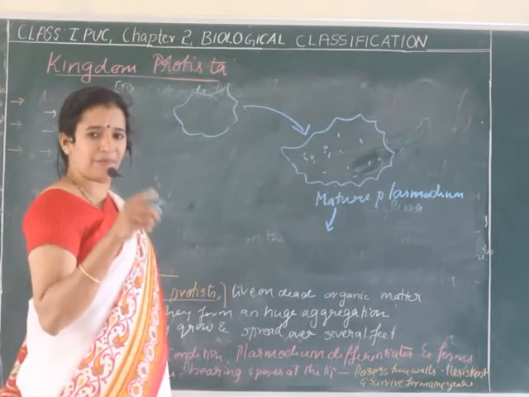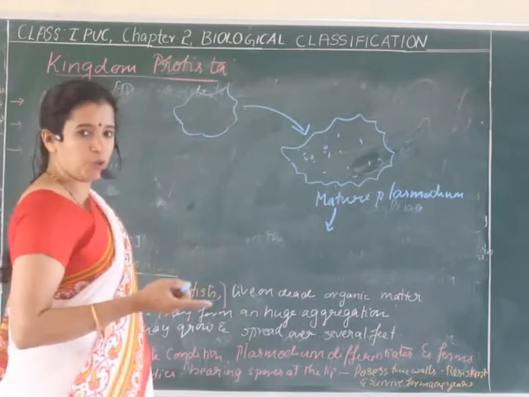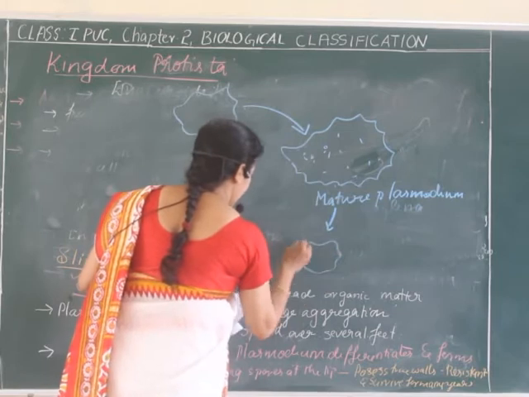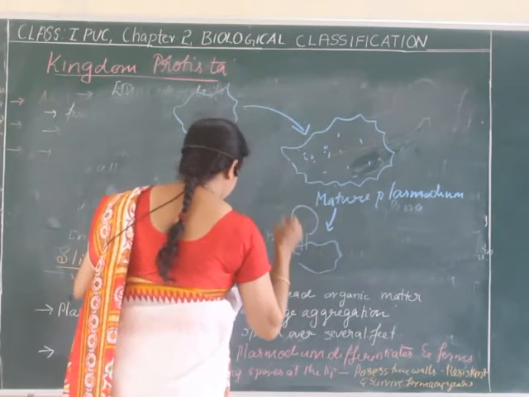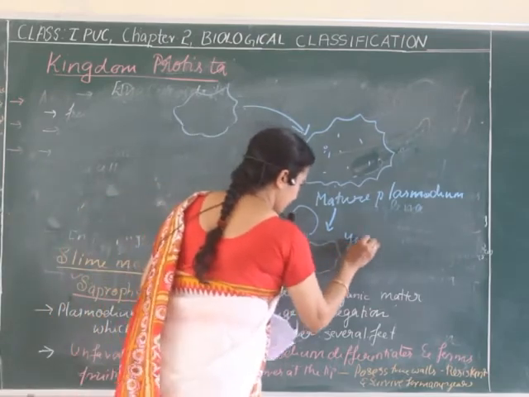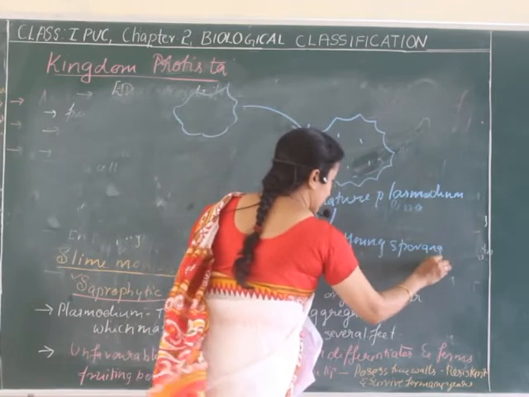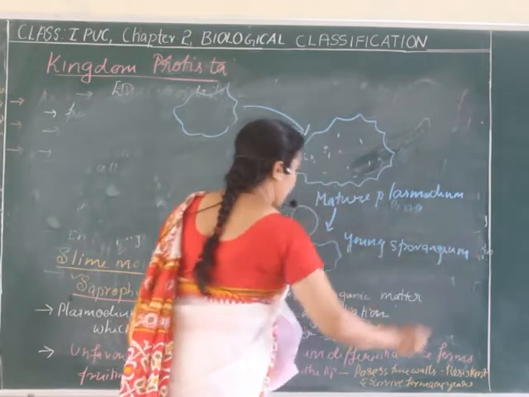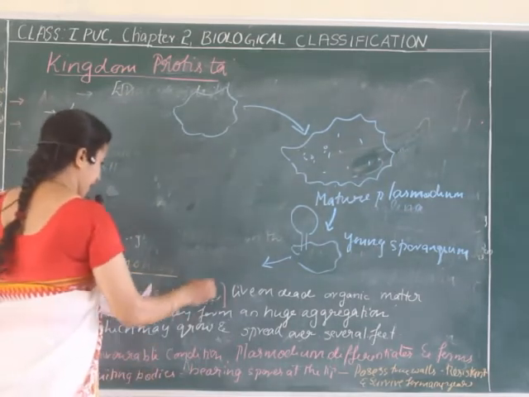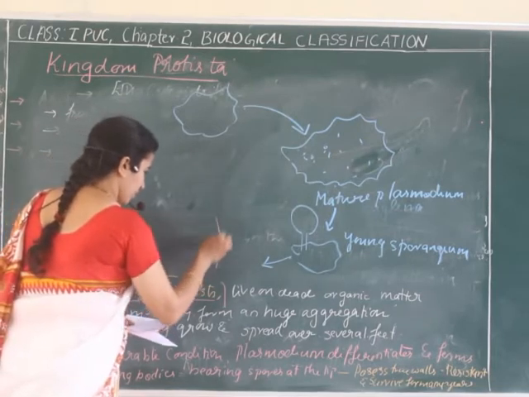Fungus reproduces by the formation of spores. Similarly, this plasmodium starts to produce spores. So from this, a young sporangium starts to develop. Don't worry if you can't understand what sporangium is, all those terms. Anyhow, you are going to study the kingdom fungi in detail. By that time you will understand more.